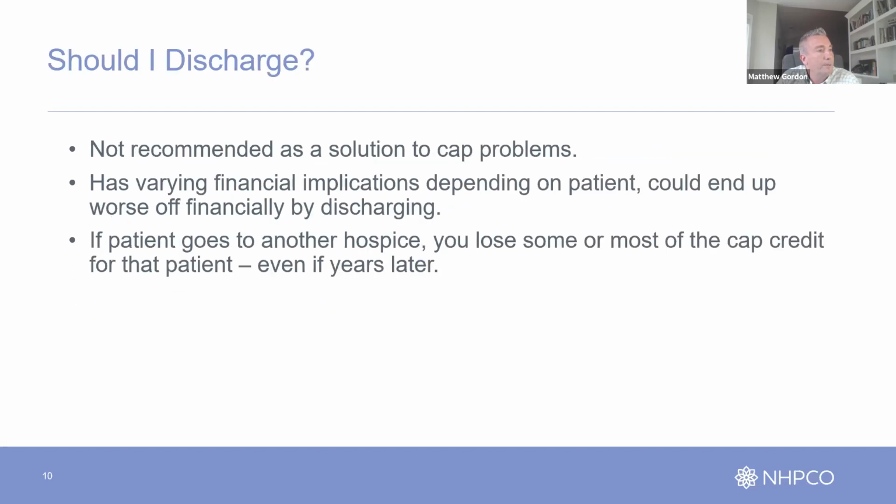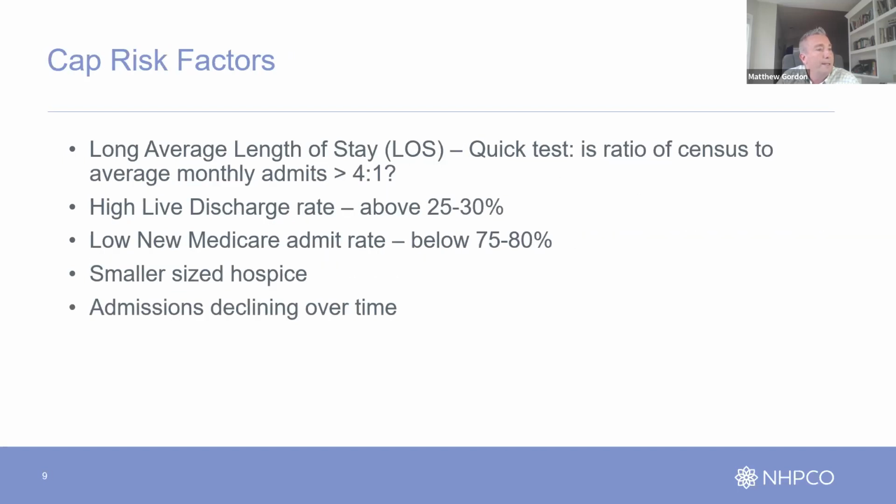Okay, so those are the main risk factors. Not everybody has all of them. The more you have, obviously, the more chance you'll have to have CAP trouble, but definitely the biggest one is that first one, the overall length of stay. And I recommend that 4-to-1 quick test ratio to do a quick analysis of what your risk might be.